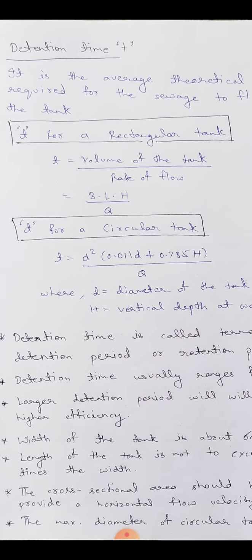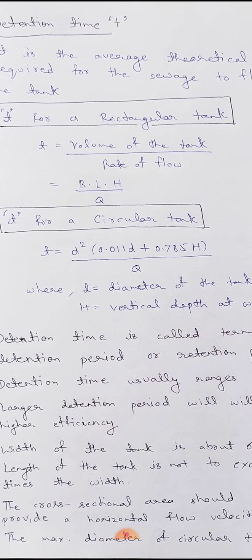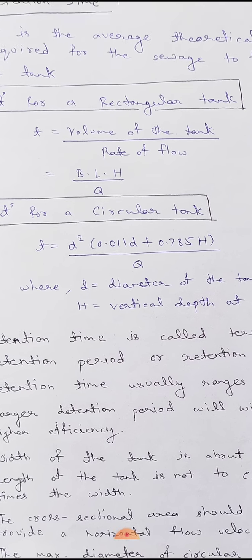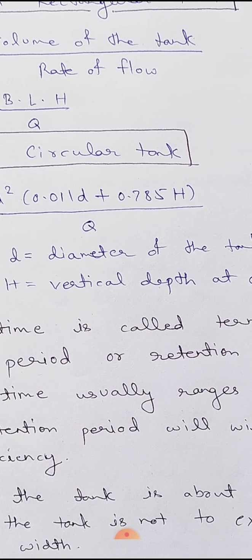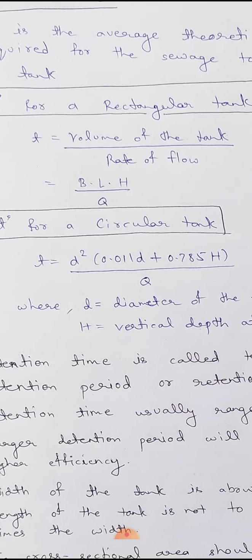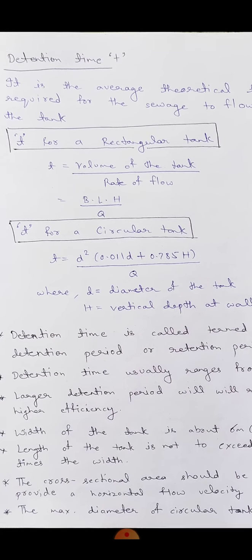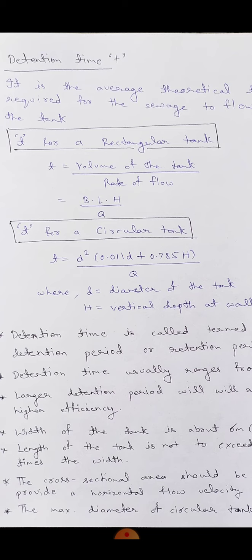And for circular tank, t can be determined by small d square, which is the diameter of the tank, in bracket 0.001 d plus 0.785 h upon capital Q. So these two formulas can be used for taking out the detention time for rectangular and circular tank.